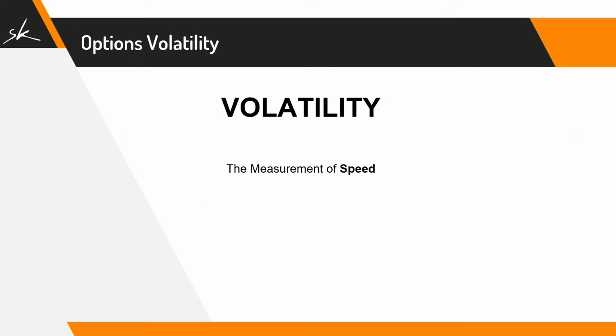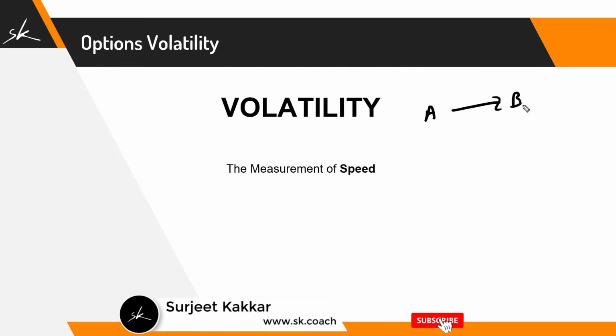Now, just to recap, what is volatility? We talked about volatility is basically the measurement of speed. Now, what do we mean by measurement of speed? If we go from point A to point B, let's say if I'm driving a car, I go from A to B, and how much time I take to travel from A to B basically tells me at what speed I am traveling.